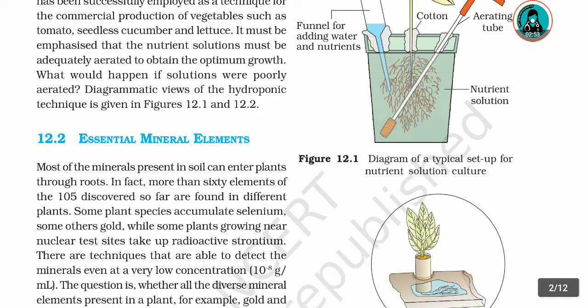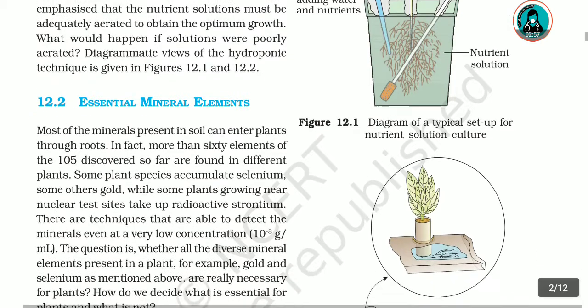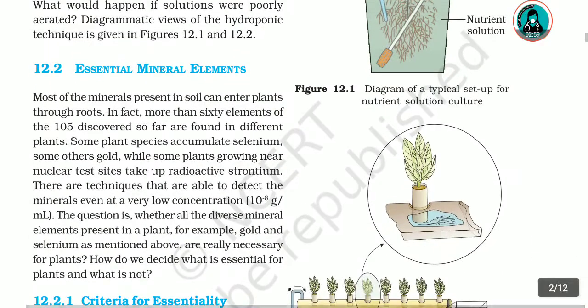Essential mineral nutrients. Most of the minerals present in the soil can enter plants through roots. In fact, more than 60 elements of the 105 discovered so far are found in the different plants. Some plant species accumulate selenium, some others gold, while some plants growing near nuclear test sites take up radioactive strontium. There are techniques that are able to detect the minerals even at a very low concentration, 10 to the power minus 8 gram per milliliter.